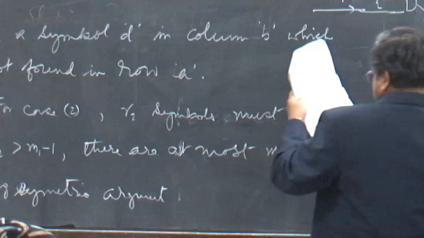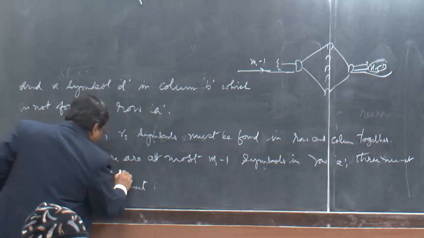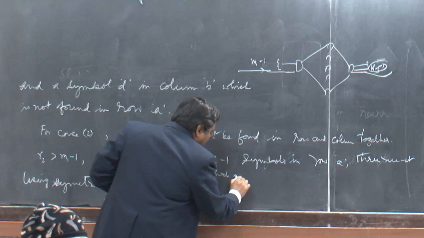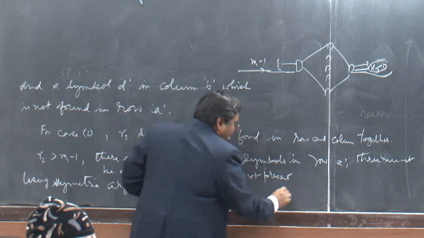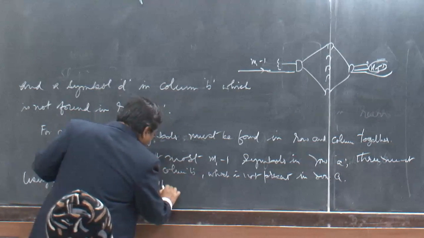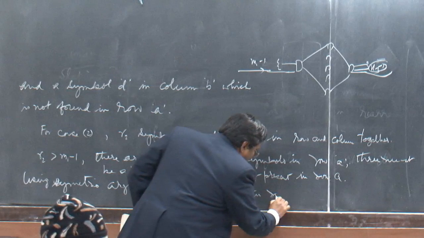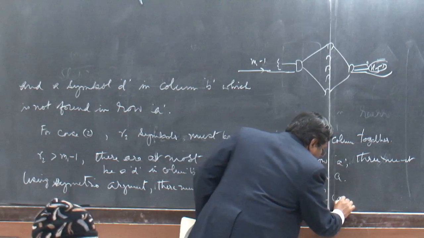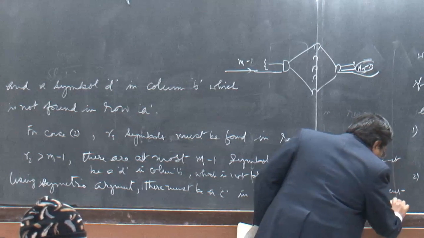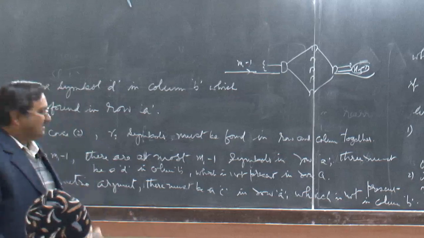So this actually, here you can write there must be a D in column B which is not present in row A. And using symmetric argument, there must be a C in row A which is not present in column B. So one of the two conditions will always be true. We have proven it. A very simple argument gives it.